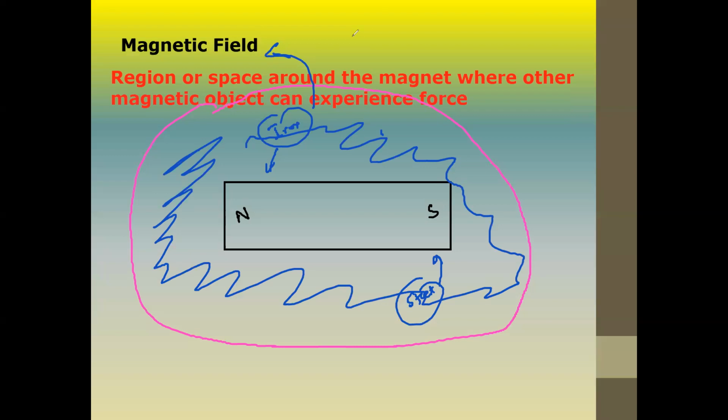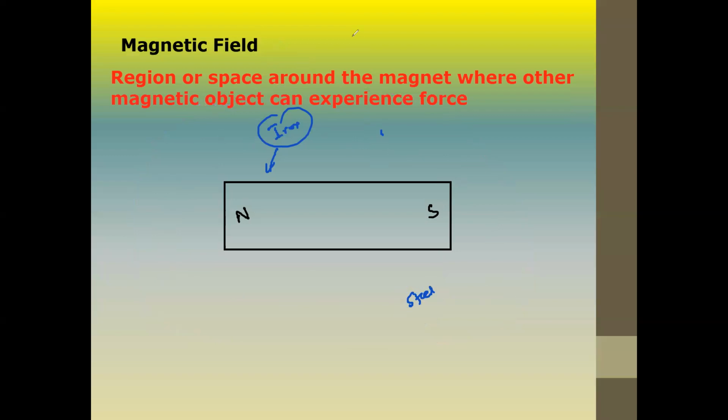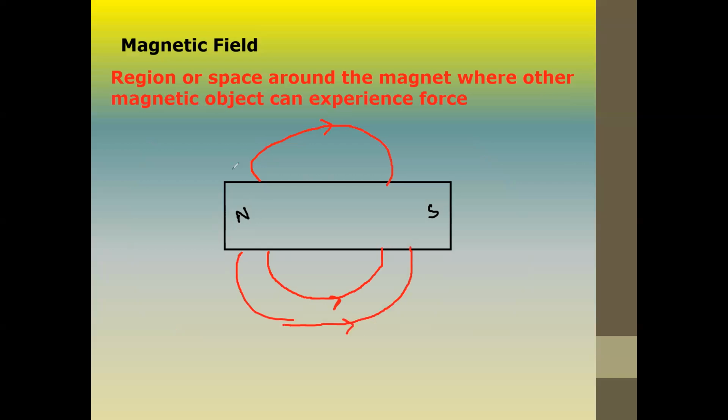And how do we represent a magnetic field? There is a way to represent a magnetic field. We represent a magnetic field by lines. We call them magnetic field lines. And these lines we draw from north to south. So the lines represent the space around the magnet where other magnetic objects can experience the force, and that whole region is known as the magnetic field. And we represent it by drawing the lines between the north and the south pole.